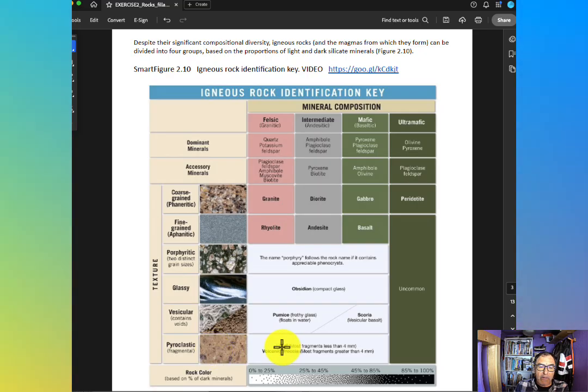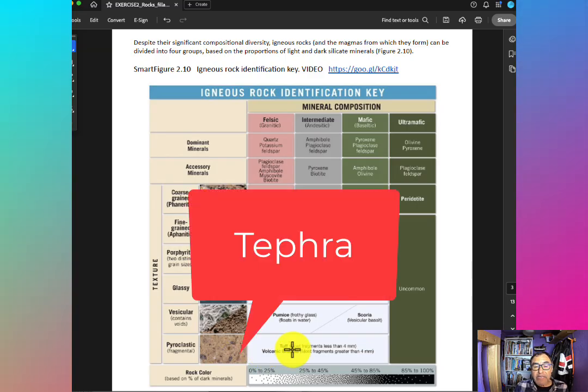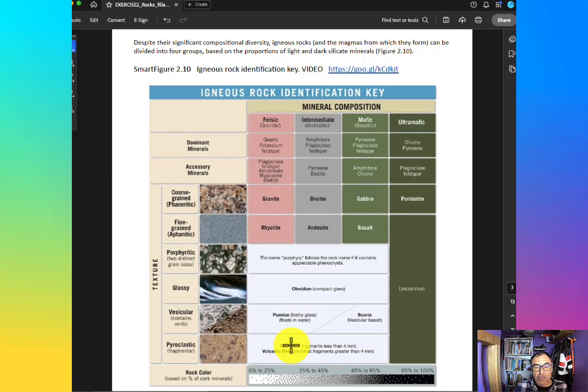And often that rock is a volcanic tuff composed mostly of ash, right? It's mostly small fragments here, under 4 millimeters. Or you can get these volcanic breccias. And the general term we use for anything that explodes out of the volcano is tephra. And so tephra is the general class for these pyroclastic rocks. But again, pyroclastic would be our textural term.